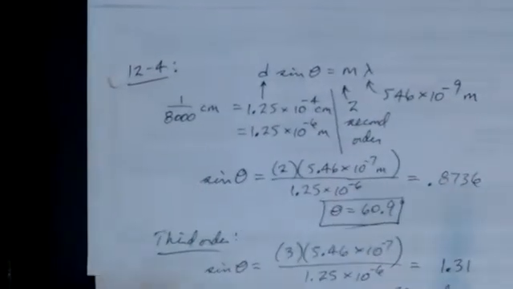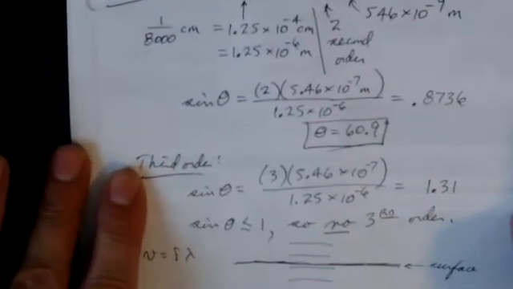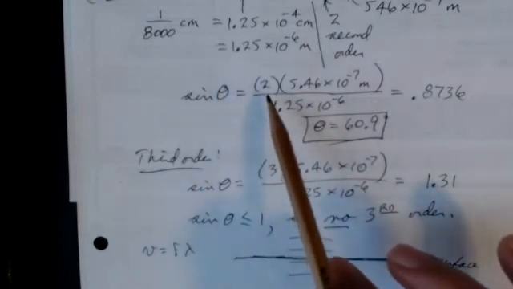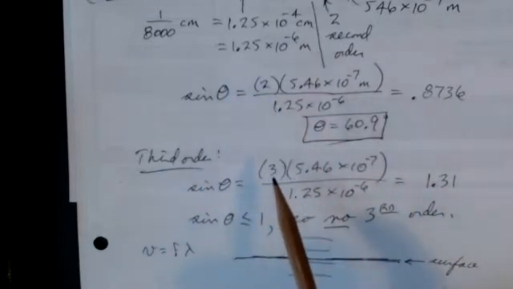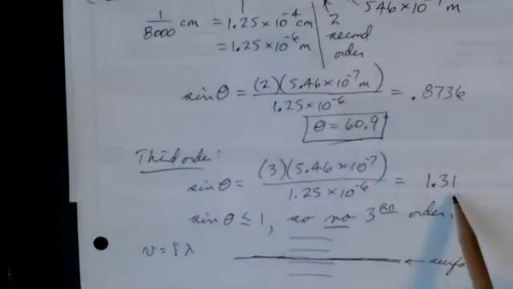Well, the way to answer that question is to try and calculate where that third order spectrum is. And if you succeed, it's there. But when you repeat the same calculation using m equals 3 for the order number instead of m equals 2, you come out with the sine of theta equals 1.31.